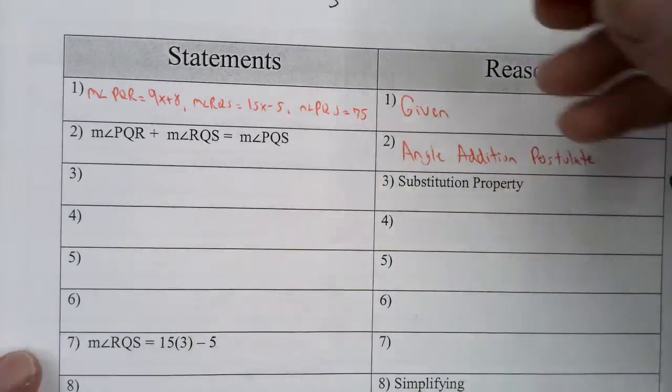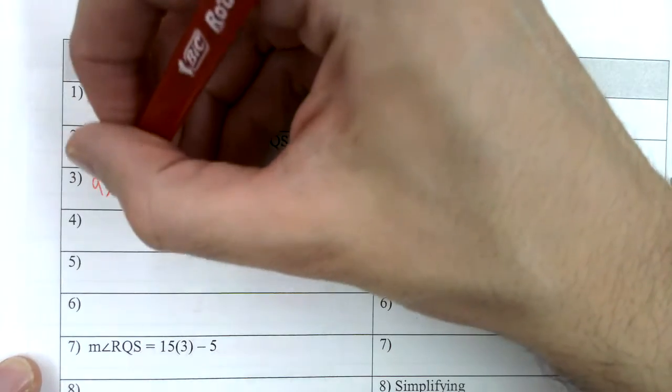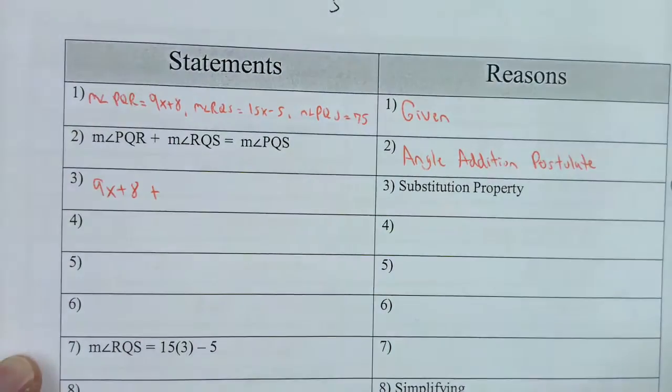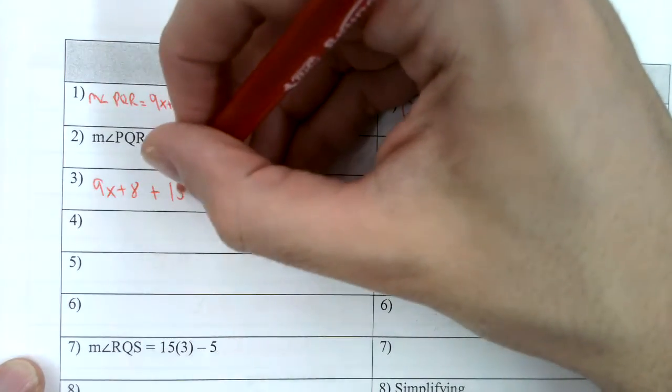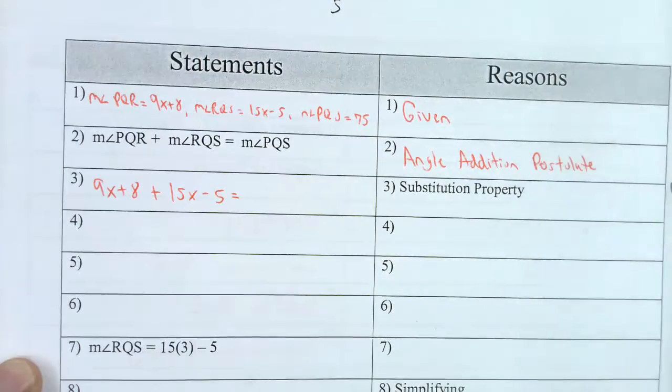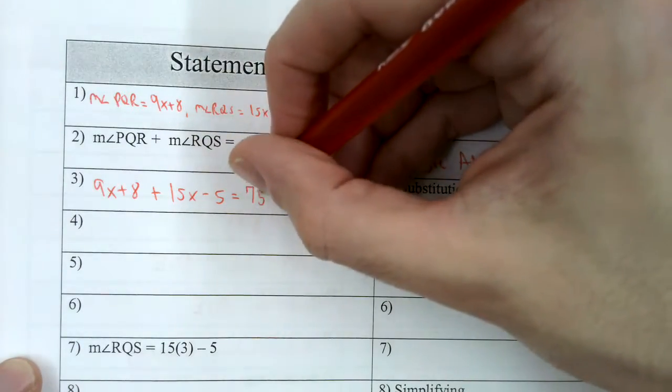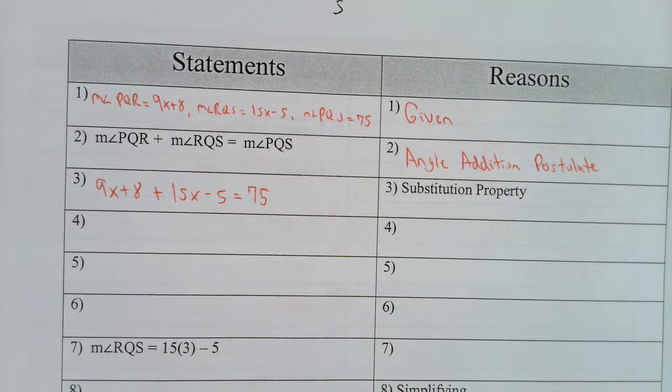So I'm going to replace PQR with 9x plus 8. I'll replace RQS with 15x minus 5. And I'll replace PQS with 75. Substitution property.